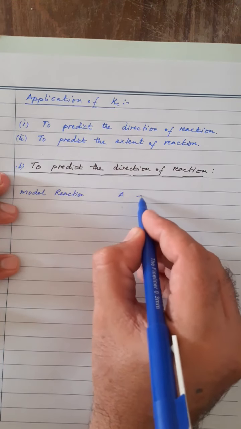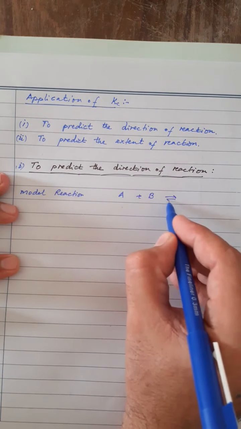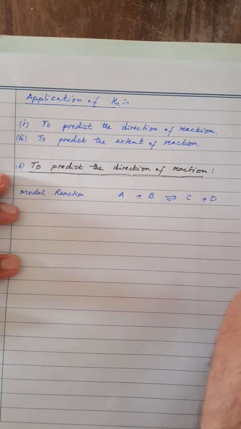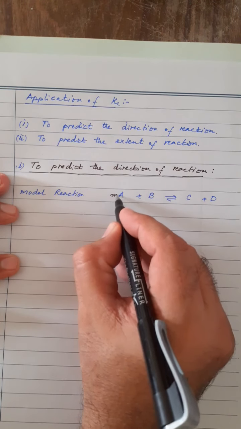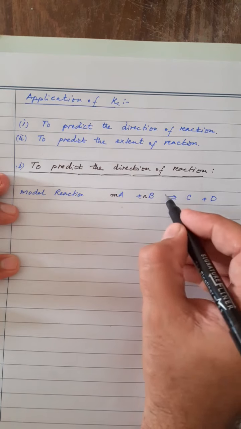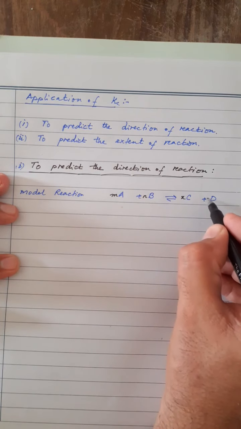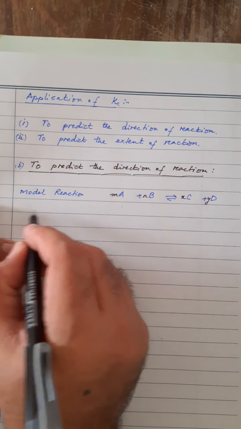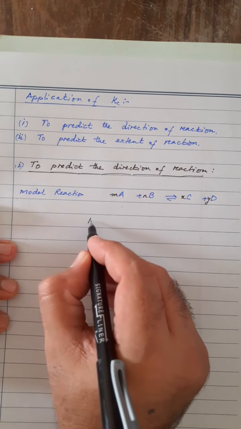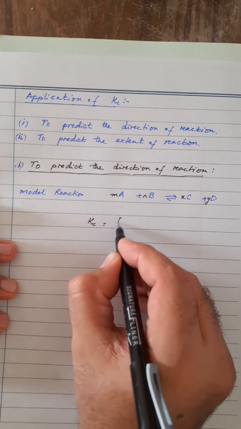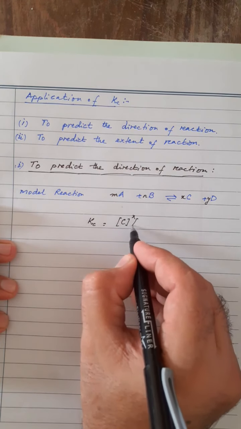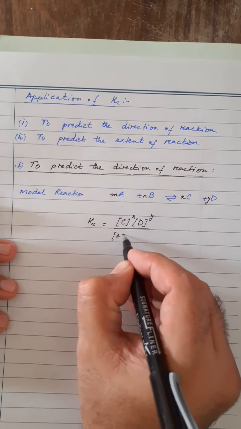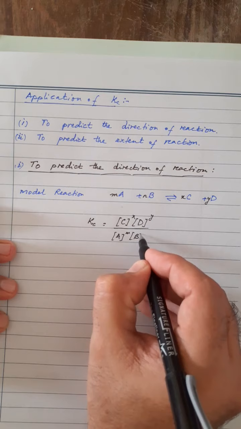Here's A and B forming C and D. Just suppose we have m mole of A, n mole of B, giving you x mole of C and y mole of D. Now, the Kc, the equilibrium constant from the law of mass action, is, as you guys know, C power x, D power y, divided by A power m, B power n.